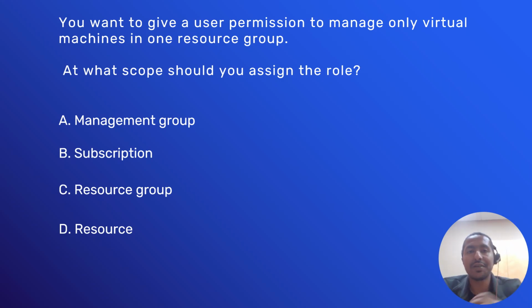So this question is a great example of how Azure role assignments work across different scopes. And you need to remember, always match the scope to what's actually needed. In this case, the user needs access to a group of related resources, not everything, and not just one. So the resource group scope is the perfect fit.